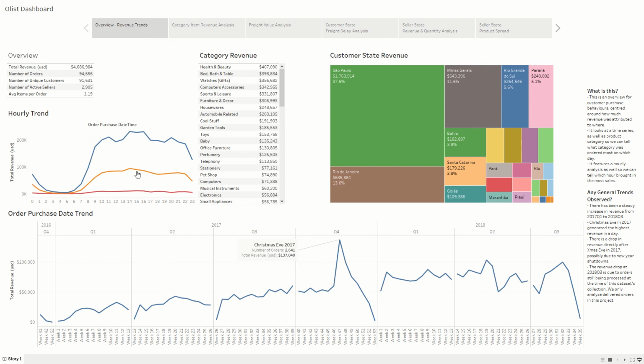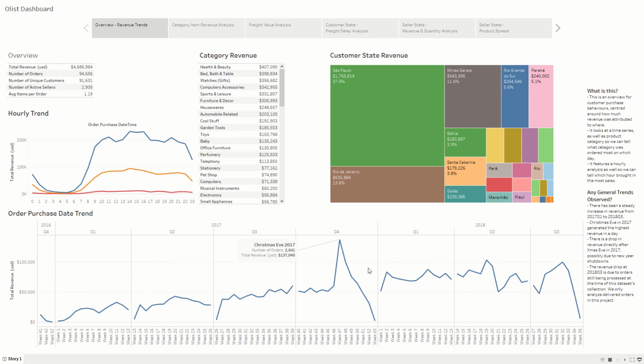We also have a few breakdowns, like category revenue, which is by product category. The overview tells you the total revenue, number of orders, how many people actually use the platform in terms of customers as well as sellers, and how many items were usually ordered per order. The interesting thing is that this dashboard is filterable. These three charts, in fact, can filter.